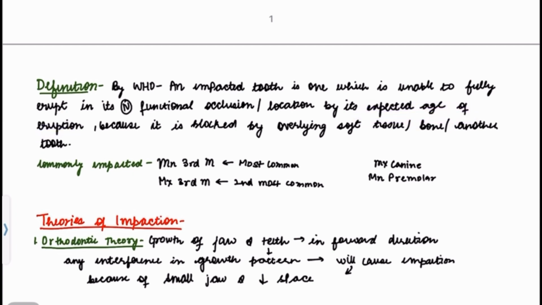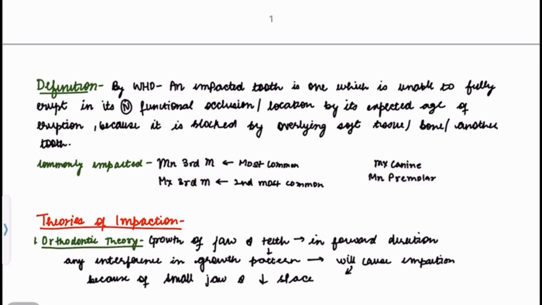Why is it not erupting? Because it is blocked. How? Because there is an overlying soft tissue, or there is bone present, or there is another tooth which is not letting the impacted tooth erupt. So, which are the most commonly impacted teeth? They are the mandibular third molar, followed by the maxillary third molar, maxillary canine, and mandibular premolar.